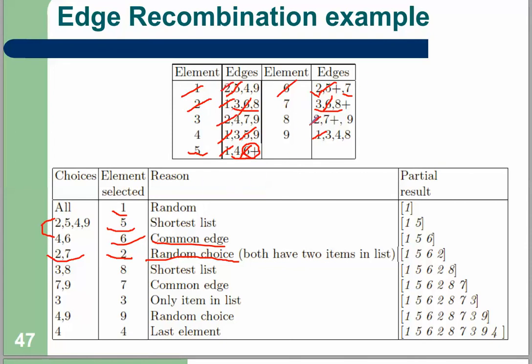And we continue. It has the neighborhood 3 and 8. 8 has the shortest edge list, so 8 is selected, then removed from the table. 8 has the neighborhood 7 and 9. 7 has a common edge, so it is selected next, and it is removed from the table.